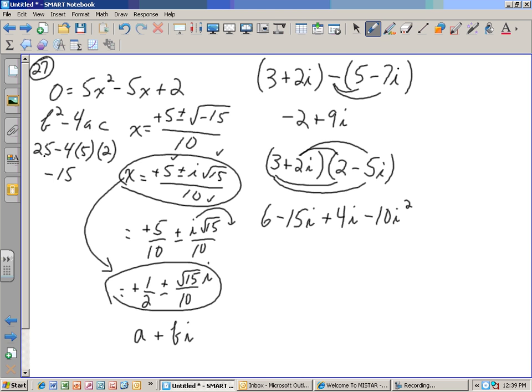Okay, so let's combine terms. Negative 15i plus 4i will give me negative 11i. And what can you tell me about this negative 10i squared? What does that equal? Positive 10, correct? Because i squared is negative 1. Negative 10 times negative 1 is positive 10. And I can combine the 6 and the 10 to get 16 minus 11i.